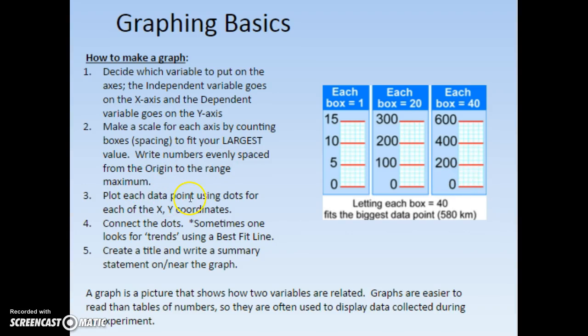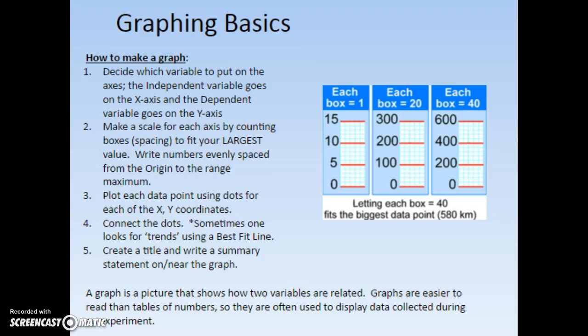So plot each data point using dots for each of the x, y coordinates. Connect the dots. Sometimes one looks for trends using what's called a best fit line. I'll do that when I demonstrate this in just a few moments. And then you'll create a title and write a summary statement on or near the graph. A graph is a picture that shows how two variables are related. Graphs are easier to read than tables of numbers, so they are often used to display data collected during an experiment.